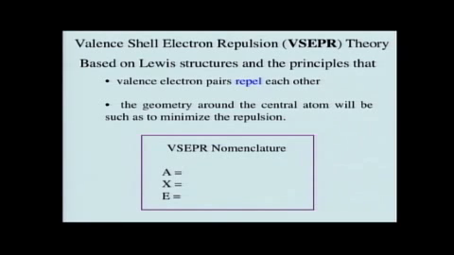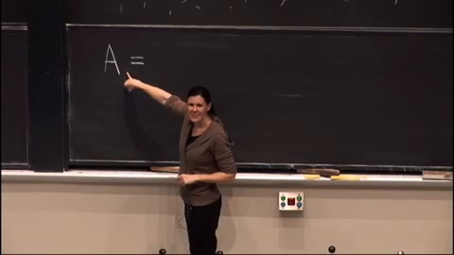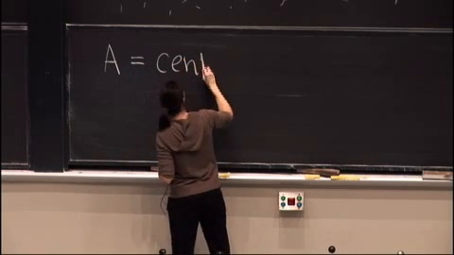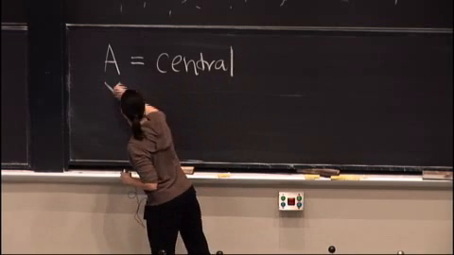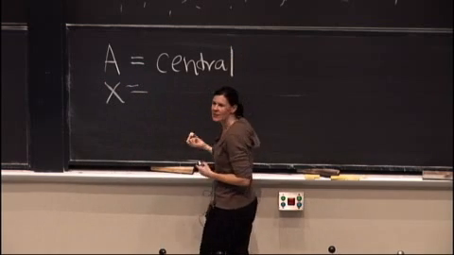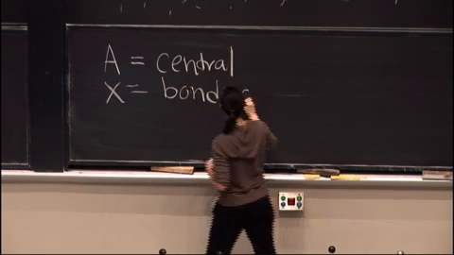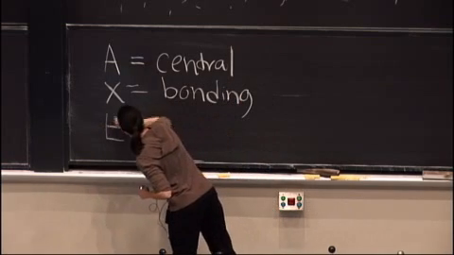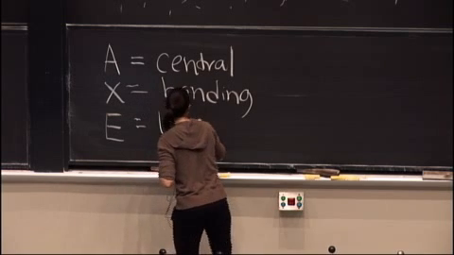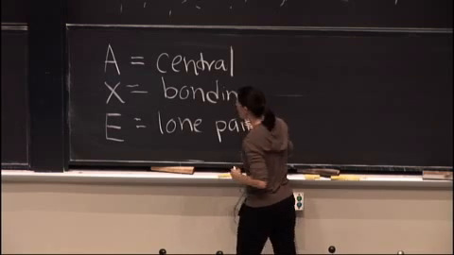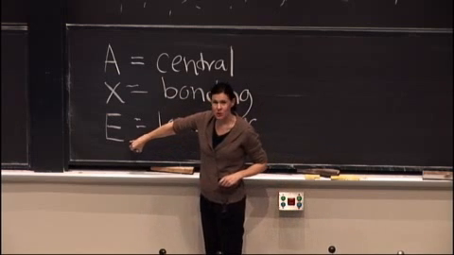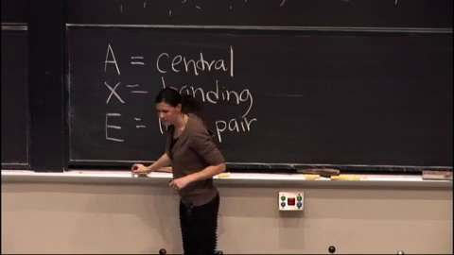So when we talk about VSEPR, there's a special nomenclature that we do use. In VSEPR, we have A. Does anyone know what A means in VSEPR theory? It's the central atom. What about X? This is actually the bonding, any bonding atom you call X. And then we have E, which is equal to lone pairs. So E is a lone pair. E is not a lone pair electron, so if you have 2 electrons, that's 1 lone pair.